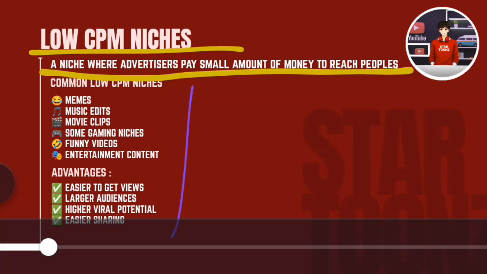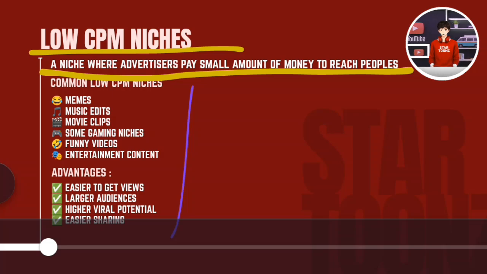Channel A is in a high CPM niche. It gets 50,000 views per month. Channel B is in a lower CPM niche. It gets 5 million views per month. Which channel earns more? The answer depends on the numbers. In many cases, the larger channel can still generate significant income despite having a lower CPM. This is why you should never evaluate a niche based only on CPM. You must look at the complete picture. Demand, audience size, competition, monetization, growth potential.